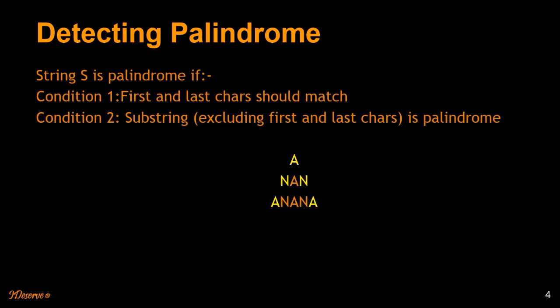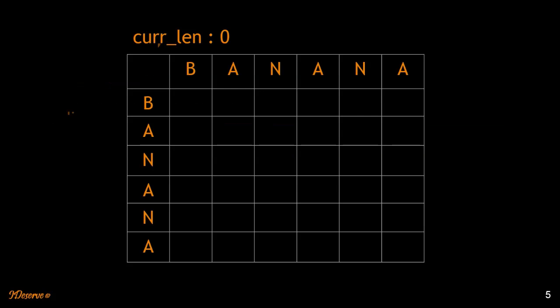Let's look at another string ANA. This is also a palindrome because the first and the last characters match, and if you trim out the first and the last characters, the remaining substring, which is NAN, is also a palindrome. So this is the concept that we are going to use to figure out the substring palindromes inside the whole string using dynamic programming. To do that, we are going to have a table where the rows and the columns are represented by the characters of the given string. So we are going to do character by character comparison for each substring of length 0 to length 6.